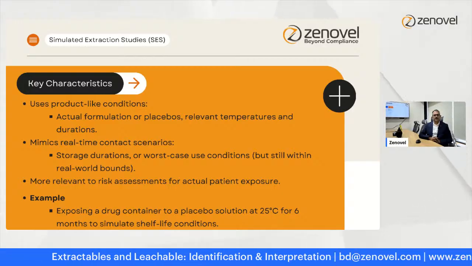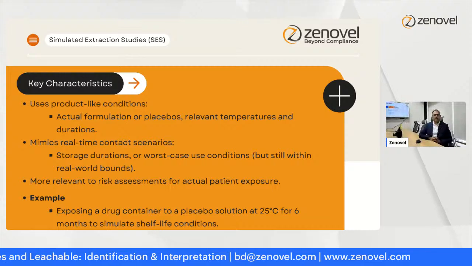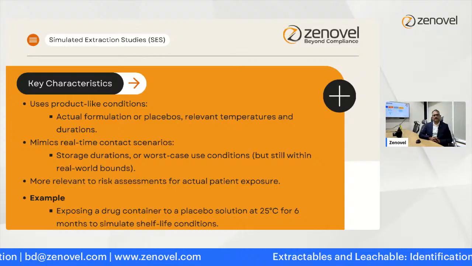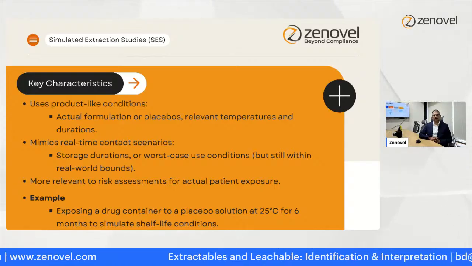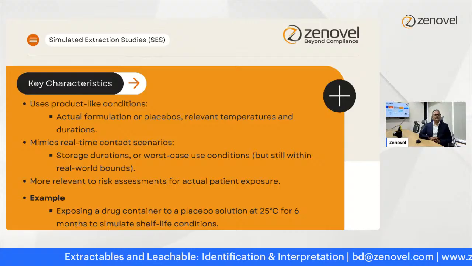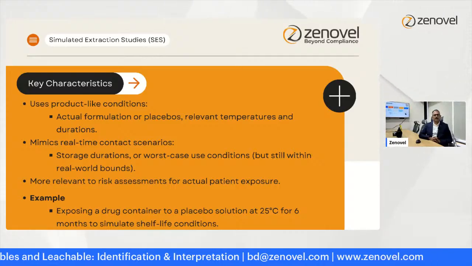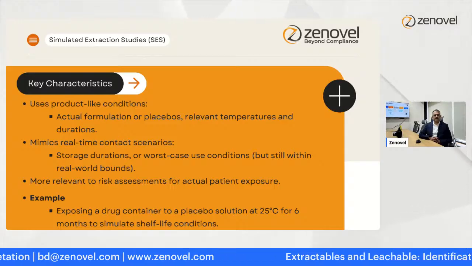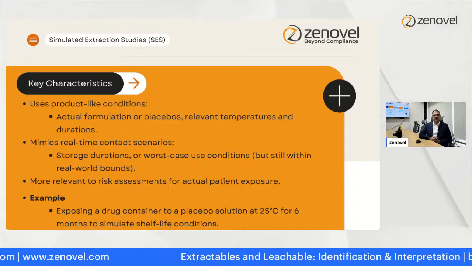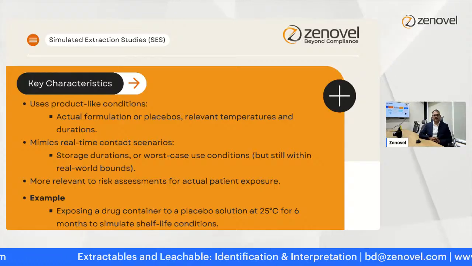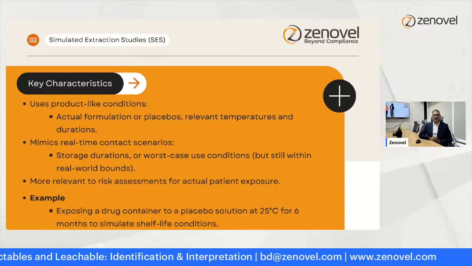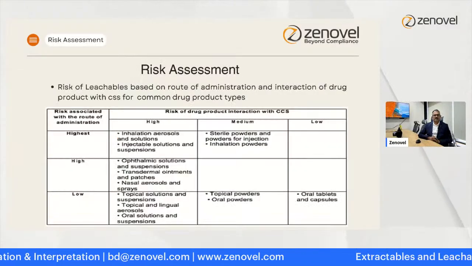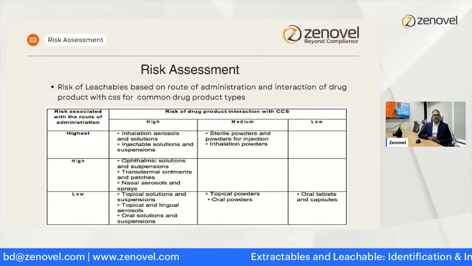So generally use product-like conditions: actual formulation or placebo, relevant temperatures and durations, mimicking real-time contact scenarios, storage durations or worst-case use conditions, but still within the real-world bounds. More relevant to the risk assessment for actual patient exposure. An example is exposing a drug container to a placebo at 25 degrees centigrade for 6 months to simulate shelf-life conditions. A tabular format is provided for the risk assessment.